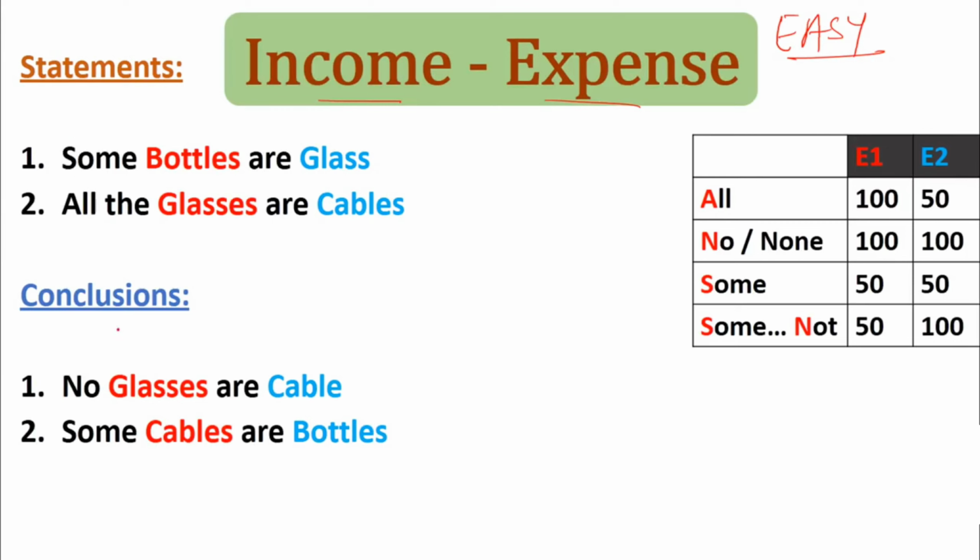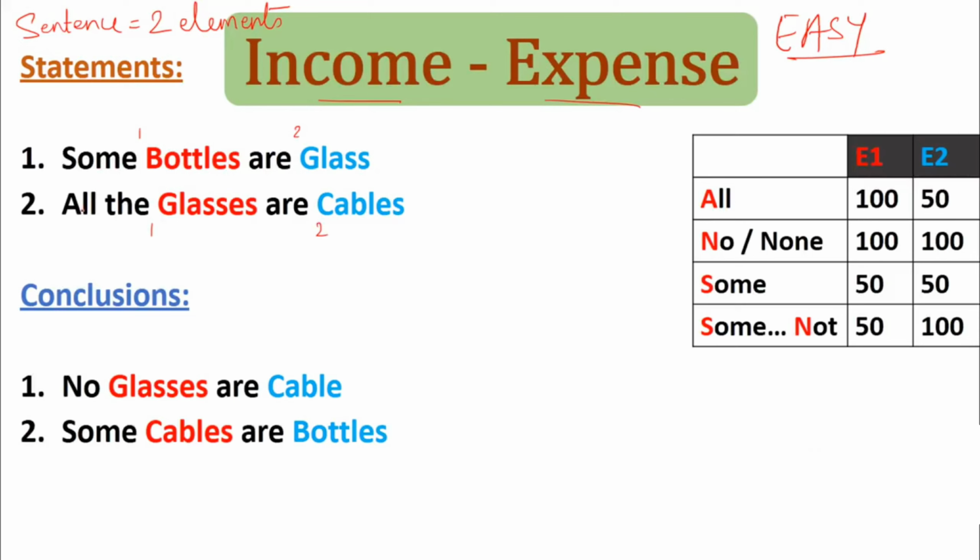Before starting, always remember that the statements and conclusions which are given are nothing but sentences. Every sentence, look at the top left corner, will have only two elements. This sentence has two elements, this and this. This is the first, this is the second. This sentence also has two elements. This is first, this is second.